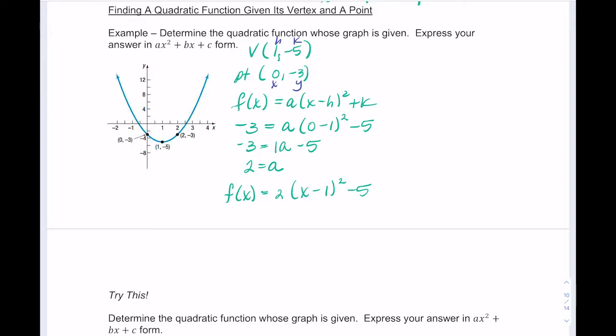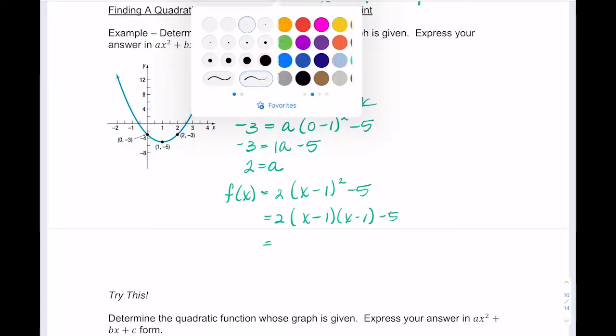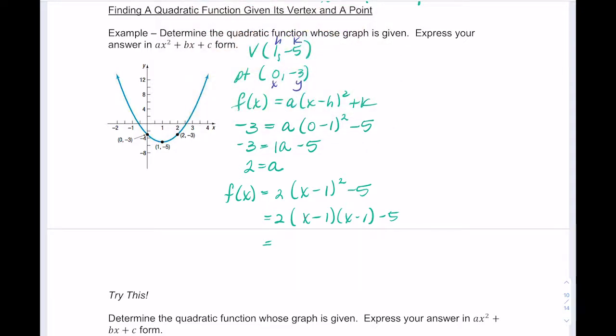Now, the directions tell us to put it in ax squared plus bx plus c form. So I need to expand this. So remember, x minus 1 squared just means x minus 1 times x minus 1. And what you're going to do here is you're going to FOIL. So you're going to multiply first times first. So x times x is x squared.